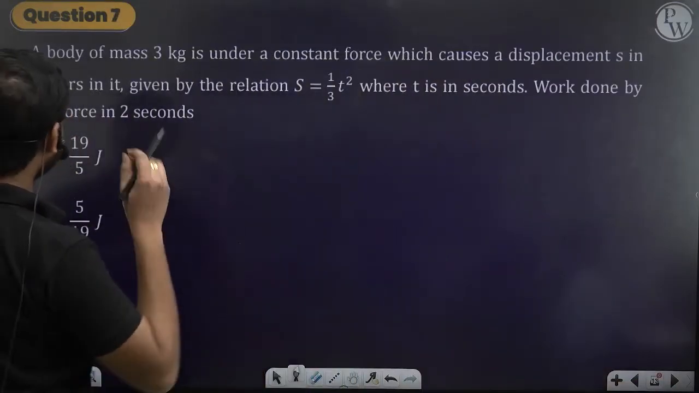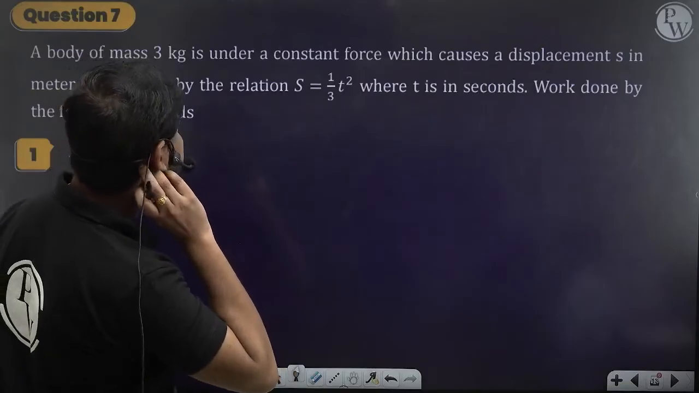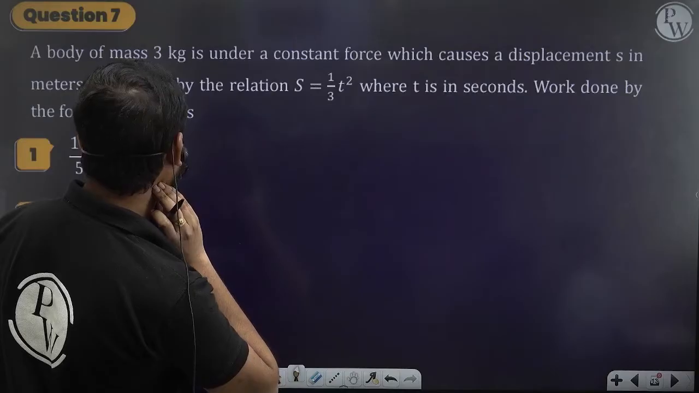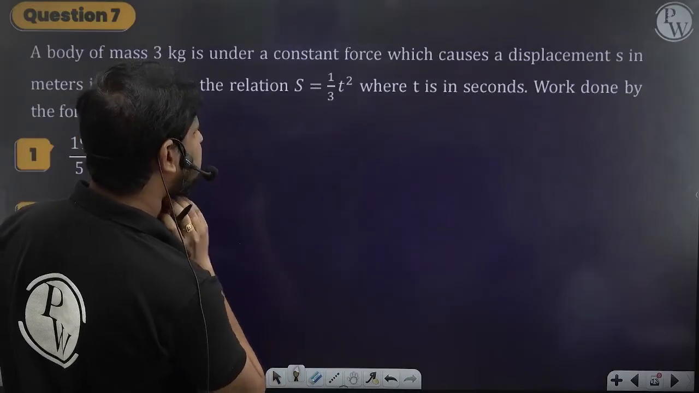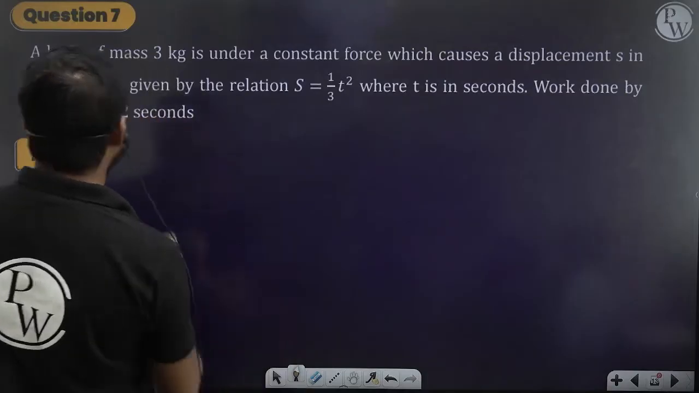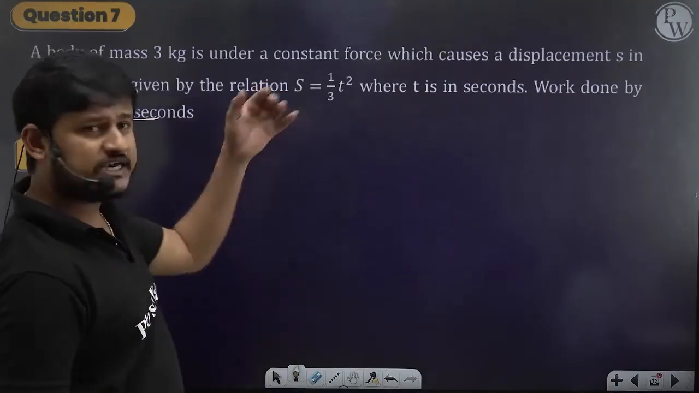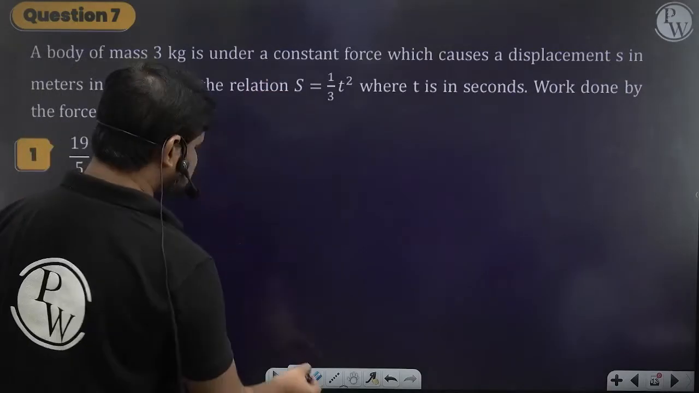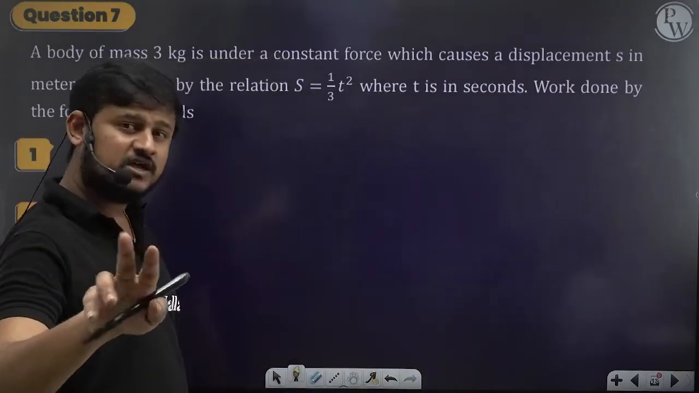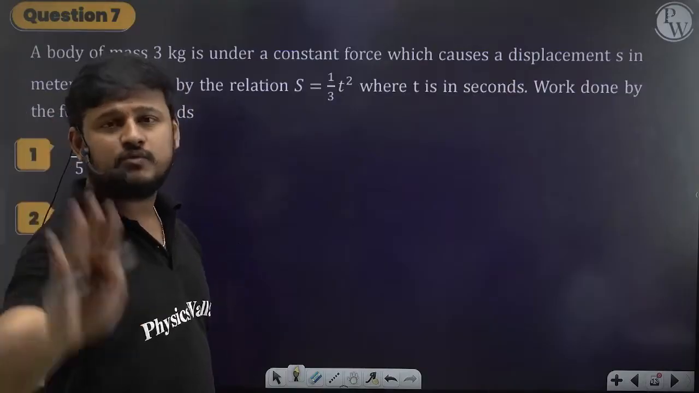So what does the question say? A body of mass 3 kg is under a constant force which causes a displacement s in meters in it, given by the relation s is equal to 1 by 3 t square, where t is in seconds. Find the work done by the force in 2 seconds. See here, the displacement is given, but the force is not given. Whenever the force or displacement, any one of these is missing, blindly go for the work energy theorem.